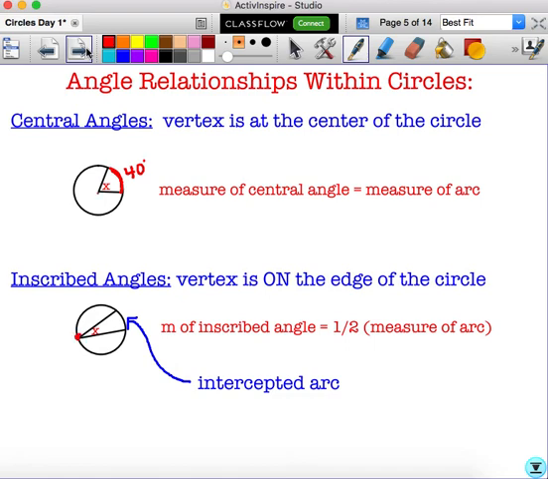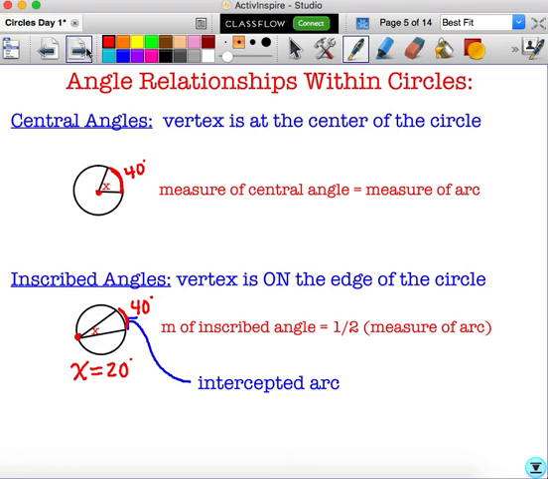An inscribed angle has its vertex sitting on the circle, right? So here our vertex was at the center. Now our vertex is sitting on the circle. So whenever your vertex is on the circle, that angle is half the measure of the arc. So, for example, let's use our same number here, if I know that this arc is 40 degrees, then that angle is half of that, which means x is 20 degrees.